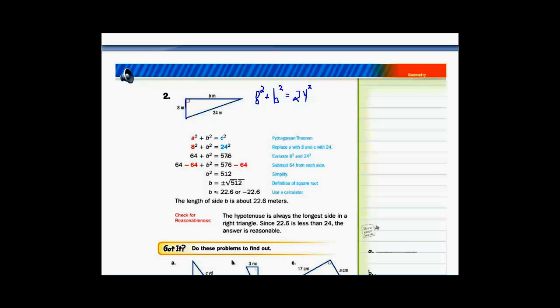24 squared, 576. Now, in this equation, would you not just subtract 64 from both sides, which is what they've done right here, leaving you with b squared equals 512. So the opposite of square, take the square root. Now, if you do this on a calculator, the square root does not come out nice and even. They say to round it to the nearest tenth, which will be 22.6. Again, we ignore the negative part of this because we cannot have a negative length. All right?